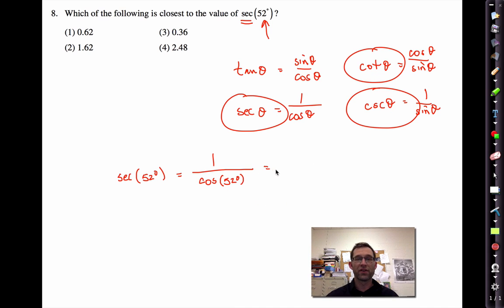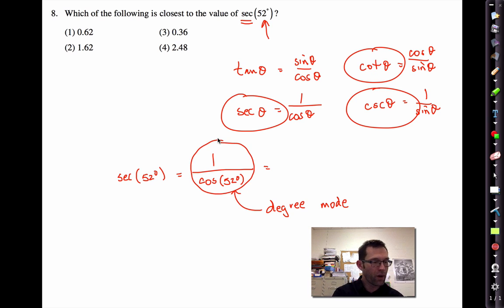Now, once you put that into your calculator, keeping in mind that you must be in degree mode, and you might be in radian mode right now because of that composition problem we just did, but once you're in degree mode, you just type this in. Let me do that. 1 divided by the cosine of 52, and we get 1.62426, etc. So it looks like that's closest.